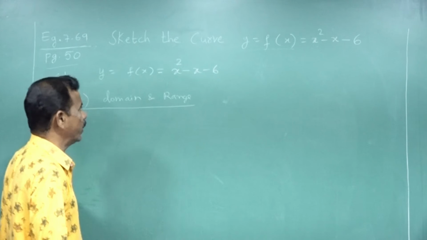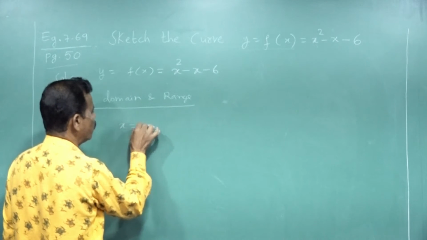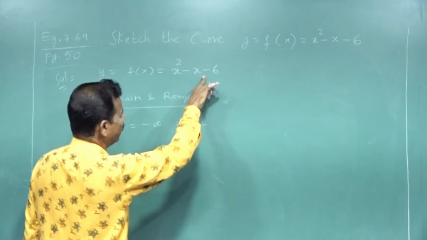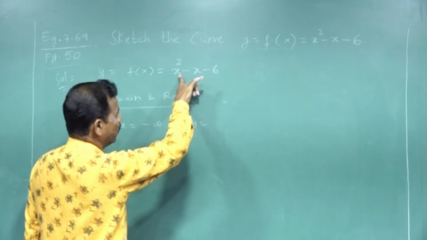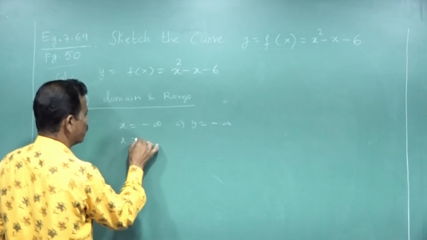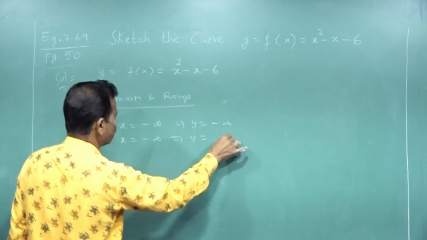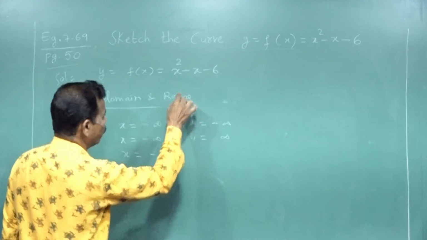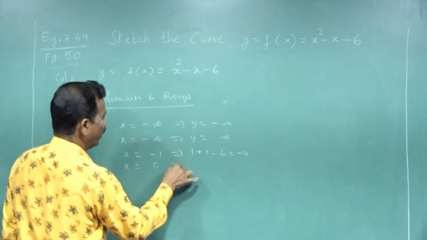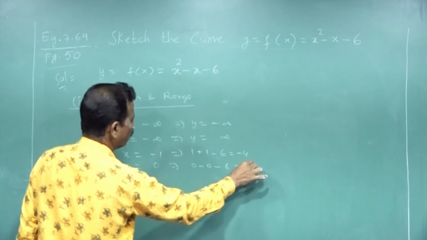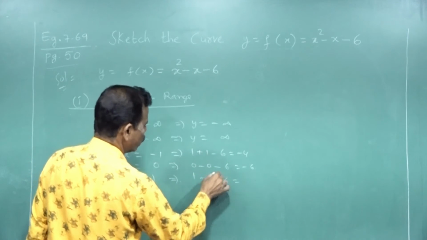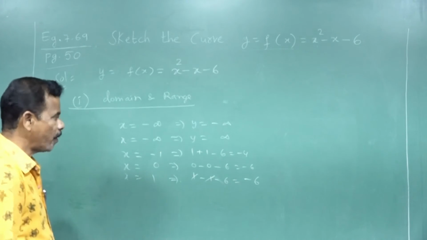So how do we find the domain and range? Suppose in this function x is equal to minus infinity, then y is also minus infinity. When x is equal to plus infinity, y is also plus infinity. Put x is equal to minus 1: minus 1 square is 1, minus minus 1 is plus 1, minus 6, so minus 4 comes. Now x is equal to 0: we get minus 6. Put x is equal to 1: 1 minus 1 minus 6, which is minus 6.